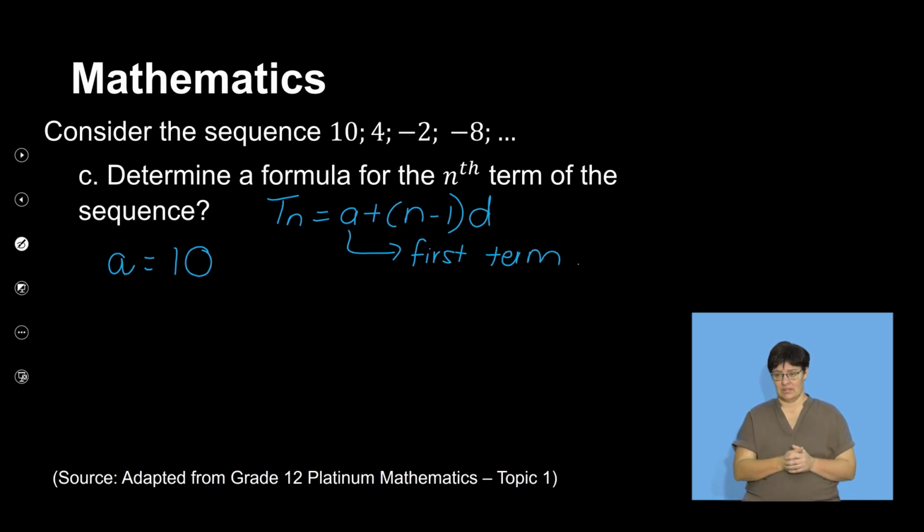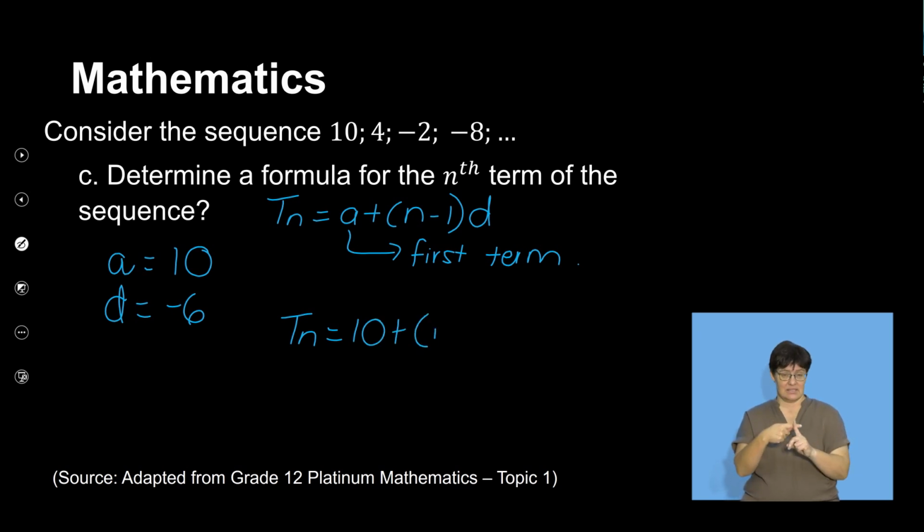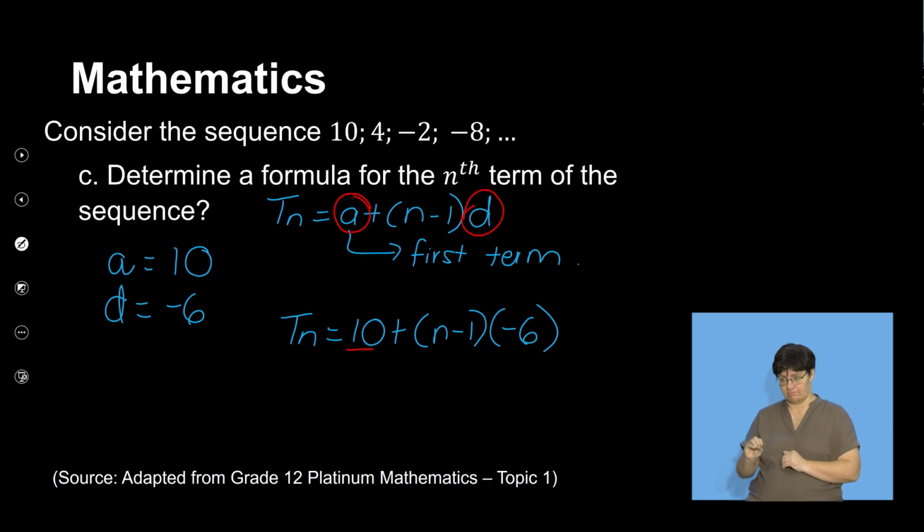Great. Then what is D? We discussed on the previous slide that D is equal to negative 6. So when determining Tn, I'm going to have 10 plus n minus 1 times negative 6. Hopefully everyone can see that all I've done is substitute in a value for A, which is 10, and a value for D, which is negative 6. I'm now going to simplify.